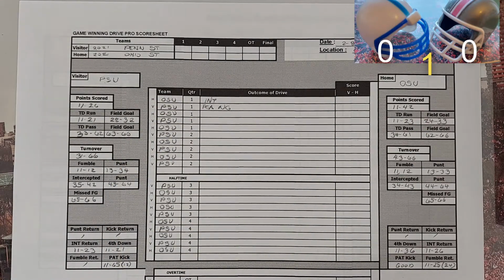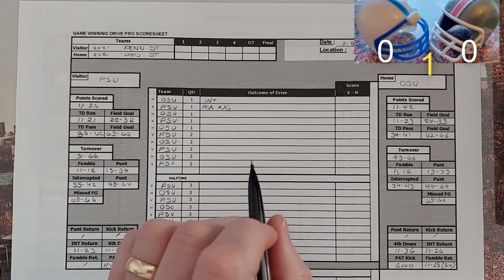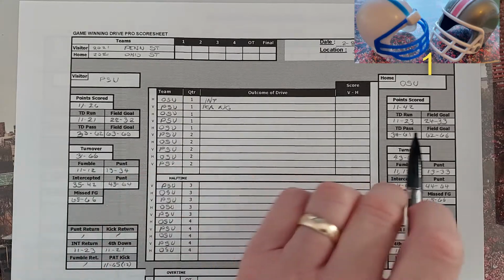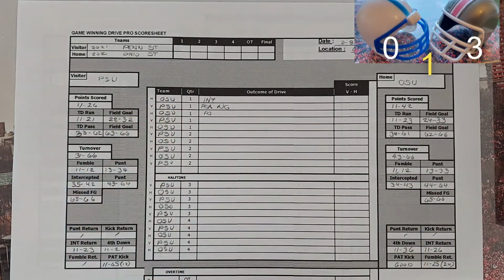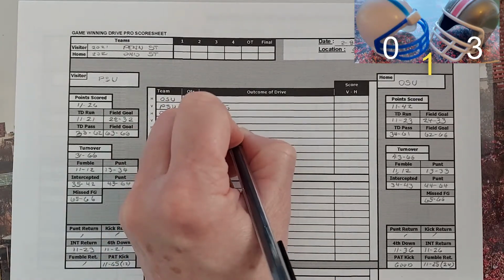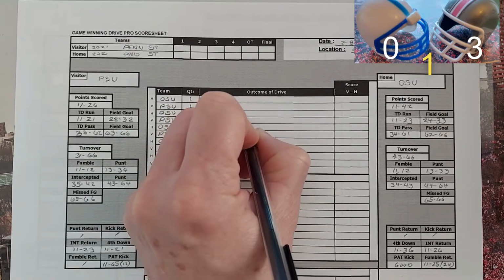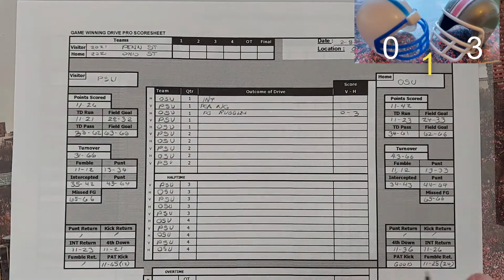Ohio State takes over, not in a normal field, and that is a scoring drive. 25 is a field goal for Ohio State. And that field goal is kicked by Ruggles. Buckeyes 3, Nittany Lions 0.